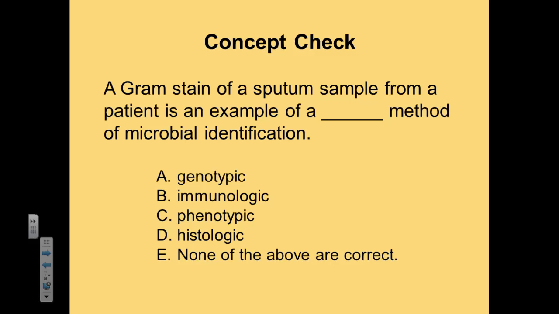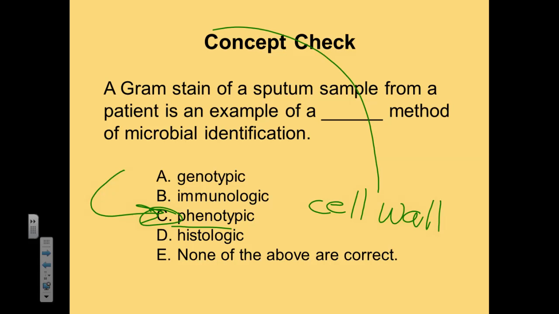The correct answer is C, phenotypic. The cell wall composition is what determines the outcome of the Gram stain. And because the Gram stain is going to look at the composition of a physical structure, we call that a phenotypic method.